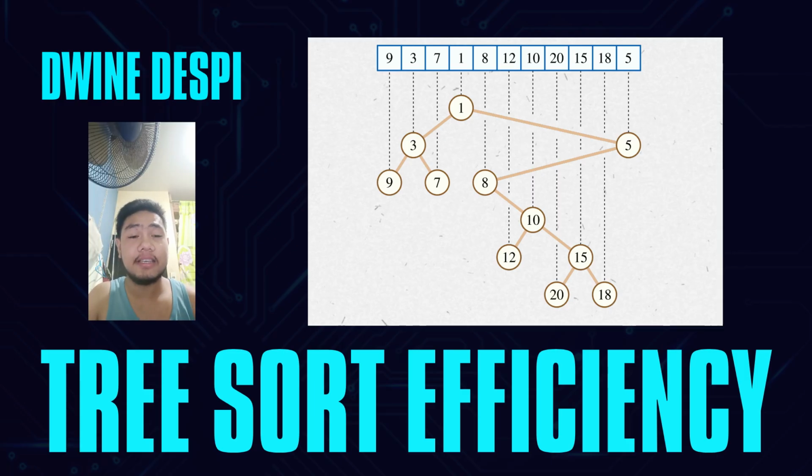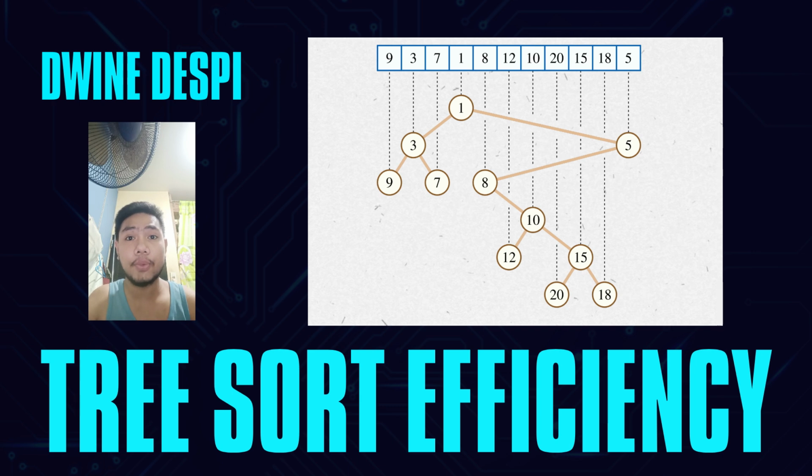Now let's discuss the efficiency of tree sort. The efficiency of an algorithm is measured in terms of time complexity and space complexity. The time complexity of tree sort depends on the balance of the BST. In the average case, the time complexity is O(n log n), which is quite efficient. However, in the worst case, when the tree becomes unbalanced and looks like a linked list, the time complexity can be as bad as O(n squared). This worst case scenario happens when the input data is already sorted or nearly sorted.